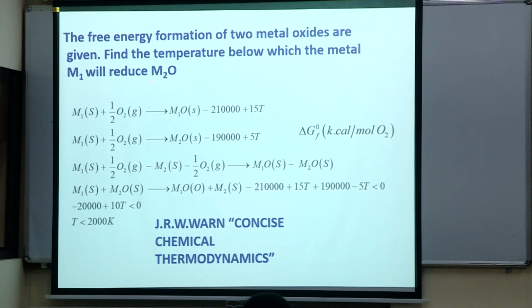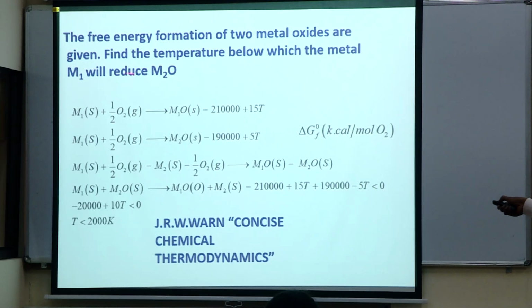Then one more example I have given here. Suppose you want to find the temperature below which the metal M1 will reduce M2O. You are given these two temperature dependence. So you manipulate these two, you will know. That means below 2000 Kelvin, the metal M1 will reduce M2O. You can take down this so that you can work carefully and see.